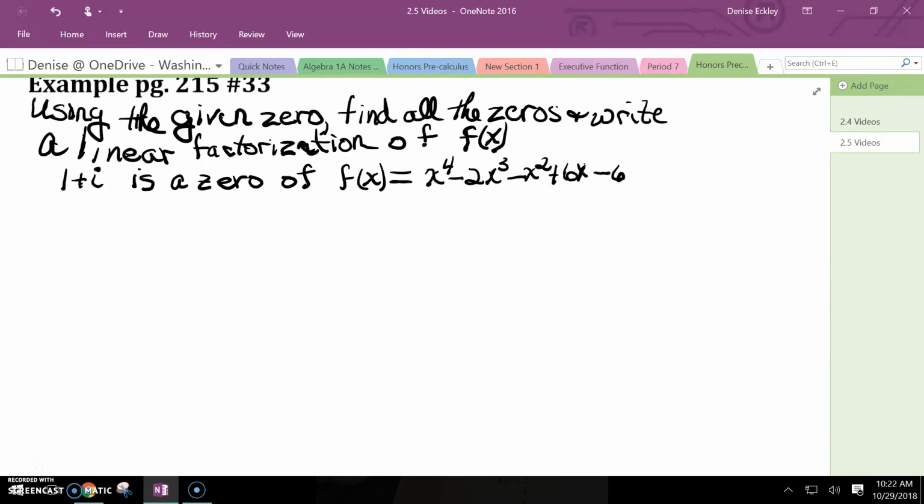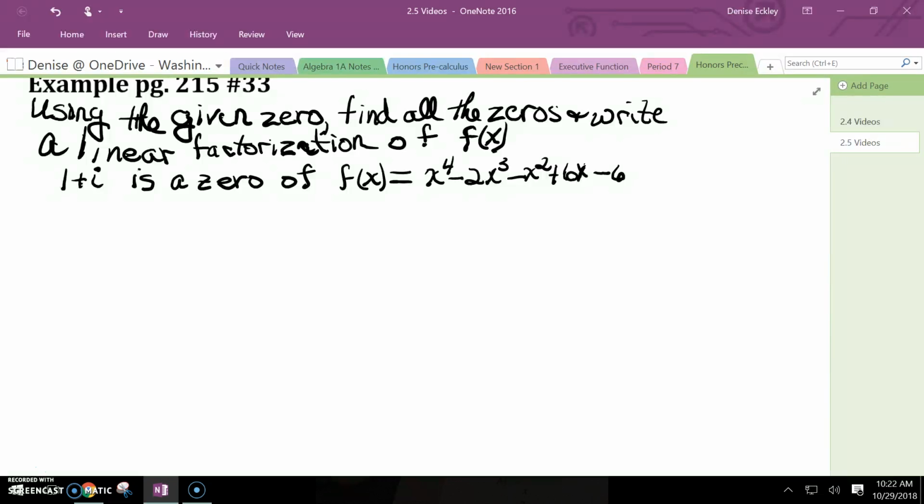Number 33 on page 215 asks us to find the zeros and give the linear factorization for a fourth degree polynomial, which we have not done yet. And that polynomial is x to the fourth minus 3x squared minus x squared plus 6x minus 6. Now we're going to do this one very much like we've done the other ones. The only difference is it's fourth degree now, and we are also going to have complex zeros.